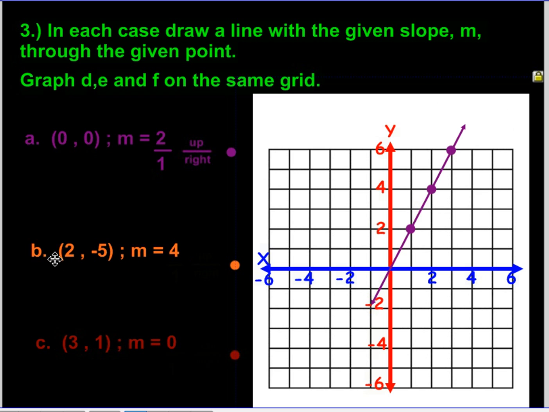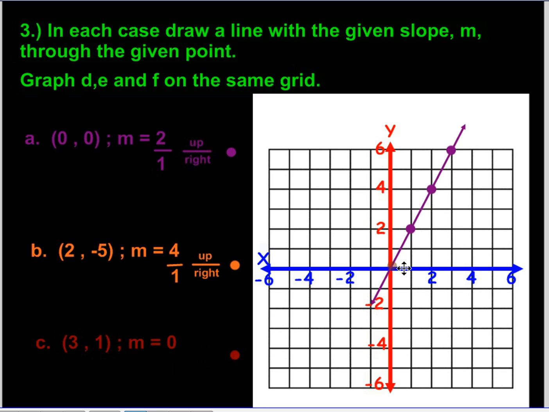And now let's take a look at B. We have (2, -5) with m equaling 4, just like before. If it's not a fraction, we can turn it into 1. And we have positive numbers, so we are moving up and to the right. And we're starting at (2, -5).